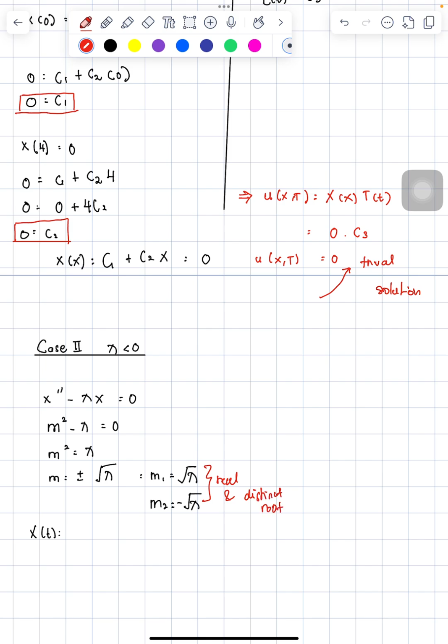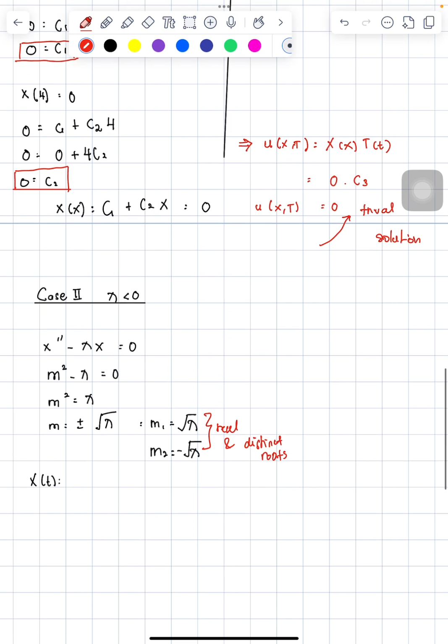Real and distinct roots. So our general solution will become, okay, now we have C4, C4 e to the power of root lambda x, plus C5 e to the power of negative root lambda x. Or we can change into hyperbolic functions: C4 cosh root lambda x plus C5 sinh root lambda x.